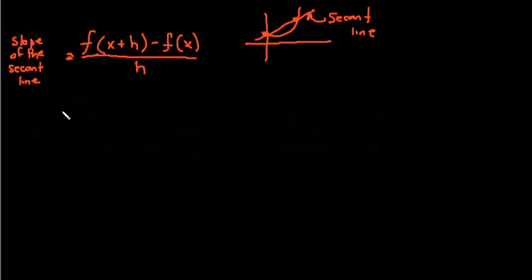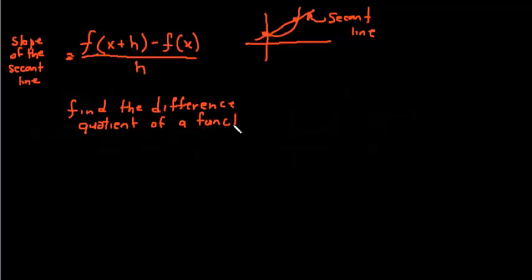Okay, so here we go. Example 1, we want to find the difference quotient of a function given. Let's just do something that's simple for right now. Given f of x is equal to, let's say, 3x plus 7.